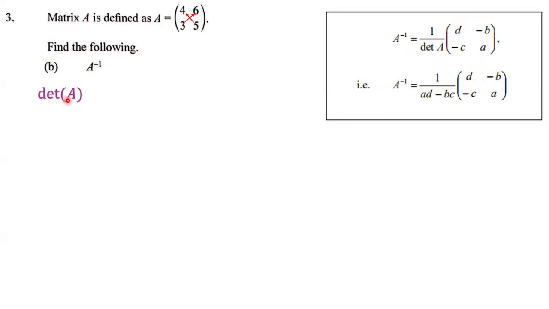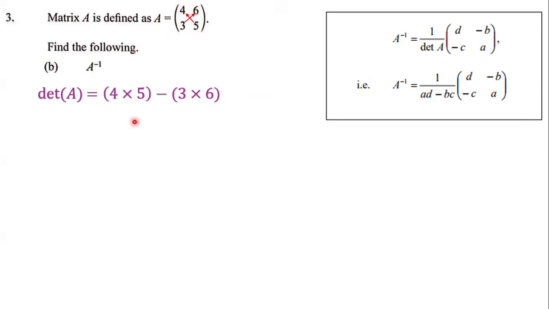The determinant of A is given by this formula, AD minus BC. What does that mean? That means we take 4 times 5 and multiply them, then we have 3 times 6 and we multiply them, and then we subtract. So we have 4 times 5, we multiply them, 3 times 6, we multiply them, and then we subtract.